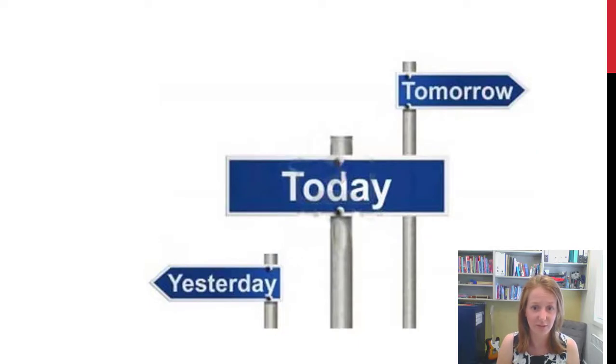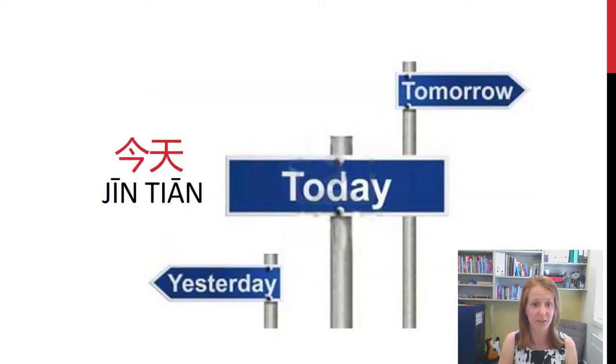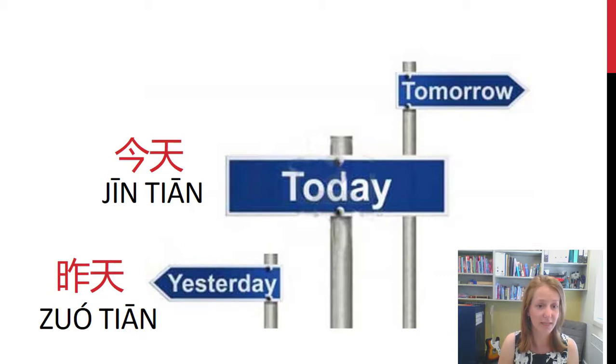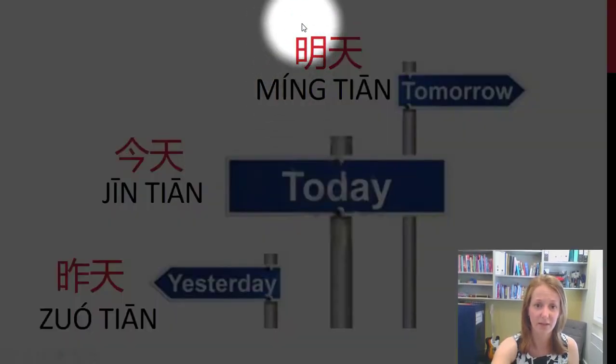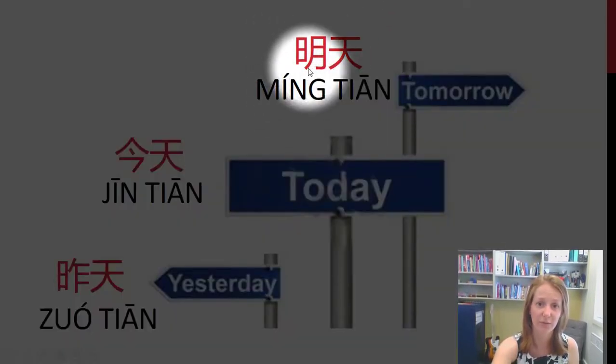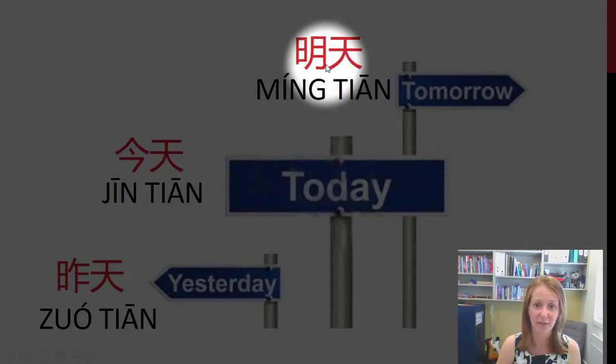So these first three words, we already know the first one, today, which is 今天. The word for yesterday, 昨天. You can see that there is a 日, a day, in the 昨天. And tomorrow, 明天. In the character 明, you see that there is a 日, which is the sun, and a 月, which is a moon. So after a sun and a moon, you have tomorrow, 明天.